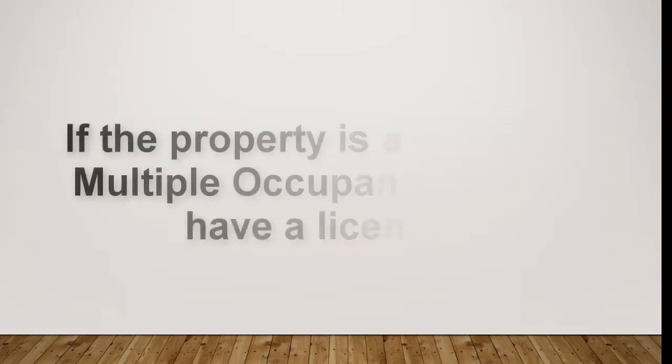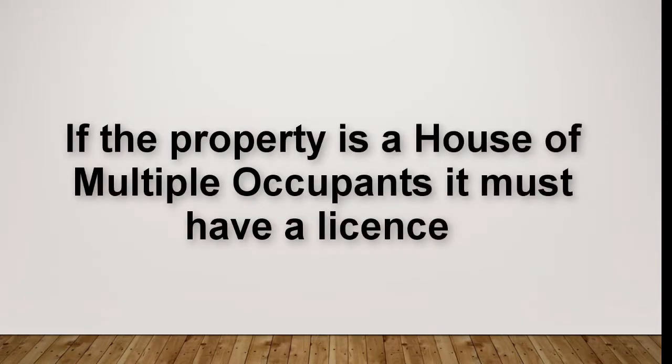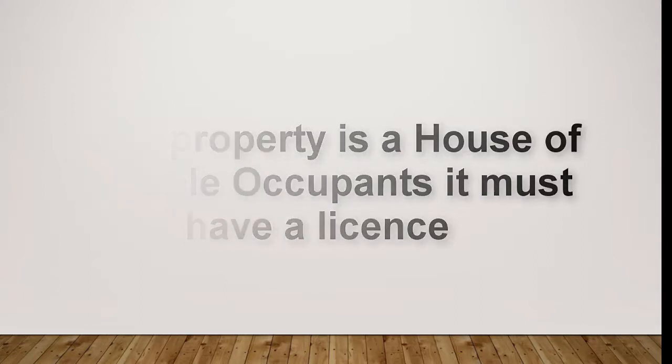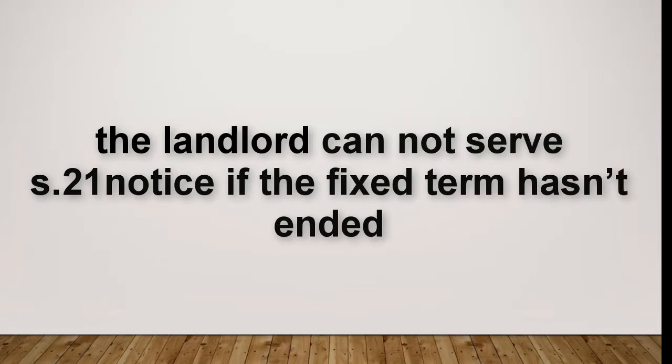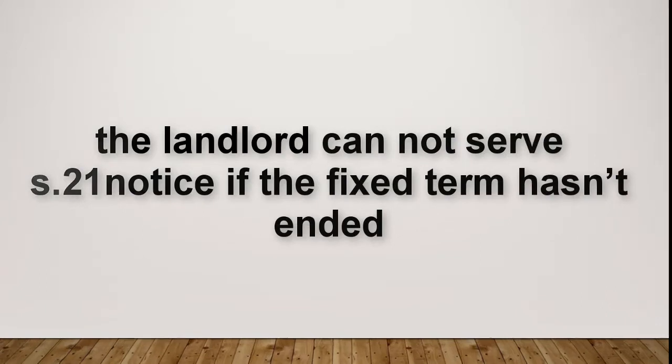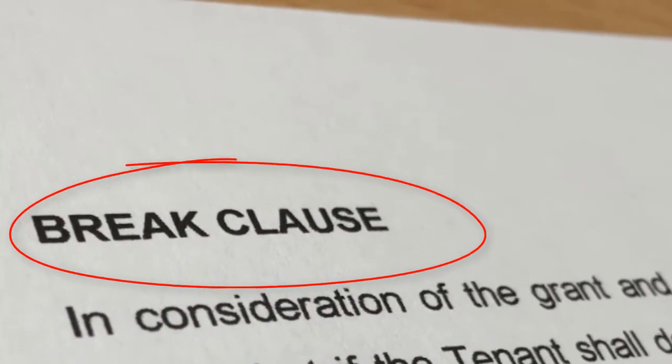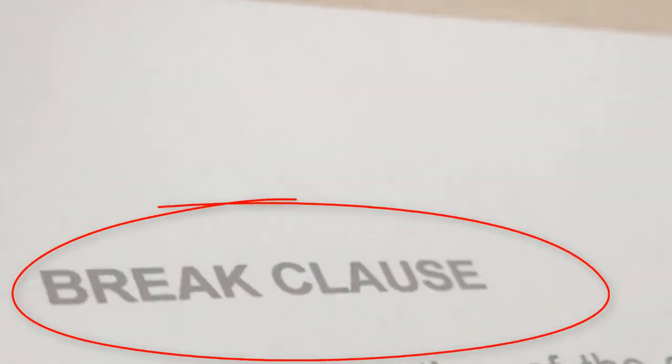If the property is a house of multiple occupants, it must have a license before the landlord would be able to serve a valid Section 21 notice. The landlord cannot serve a Section 21 notice if the fixed term hasn't ended, unless there is a break clause in the contract which allows them to do so.